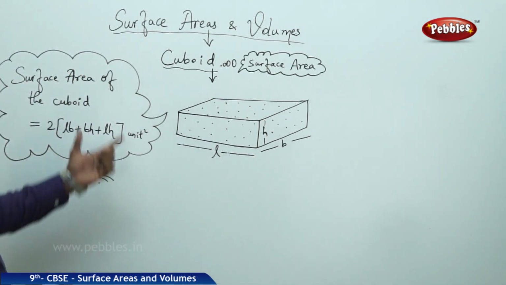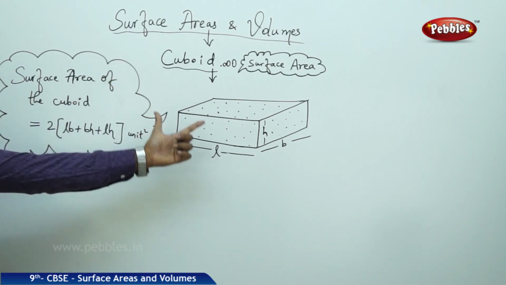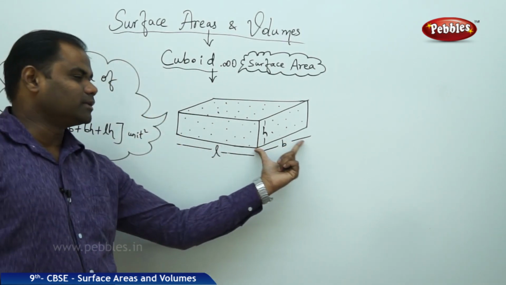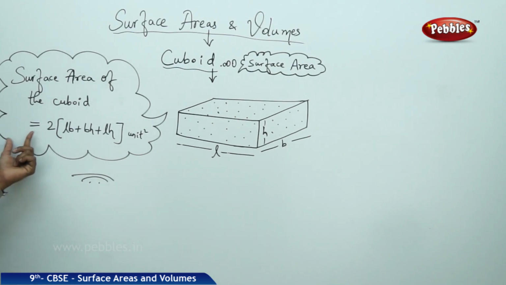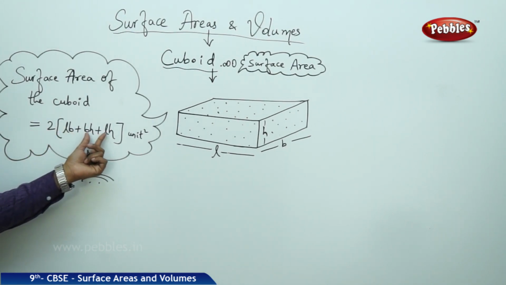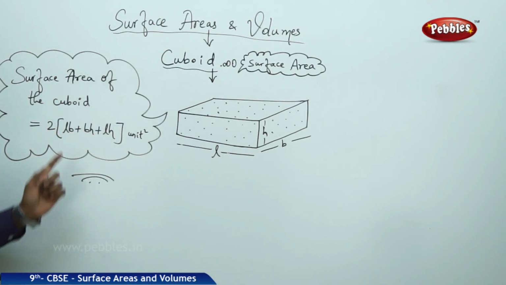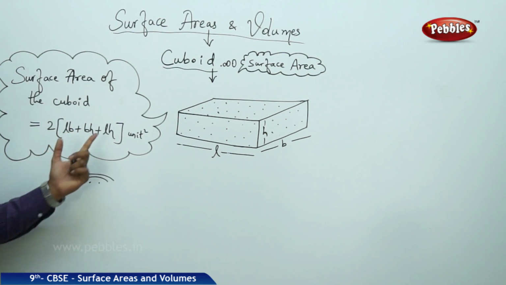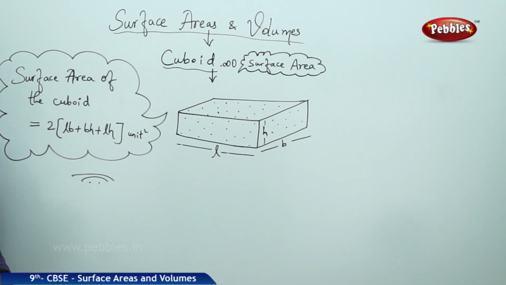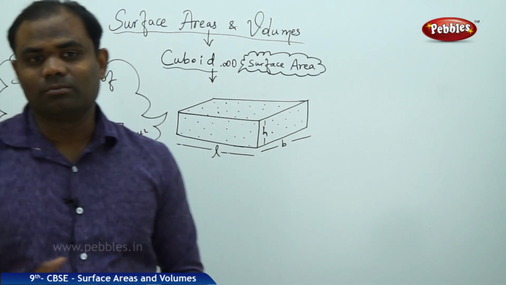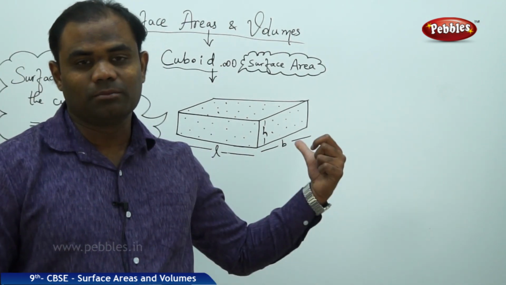So the surface area of the cuboid, which covers all the 6 faces with length, width and height, is given by 2 times LB plus BH plus LH, where L is length, B is width and H is height. Surface area of a cuboid given by the formula.